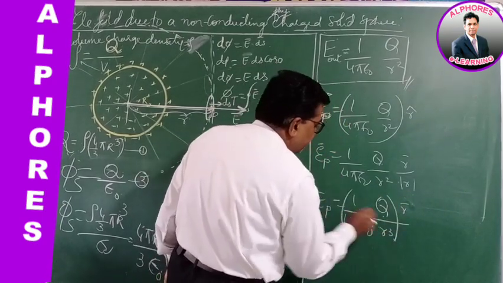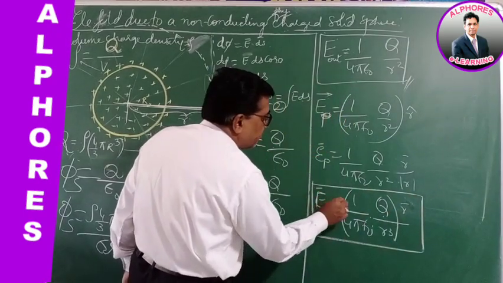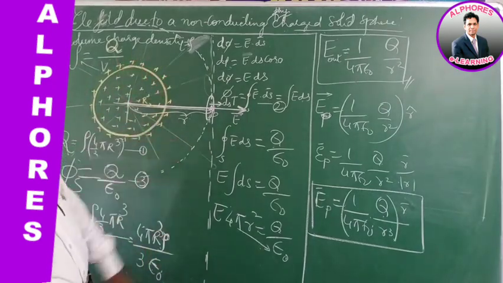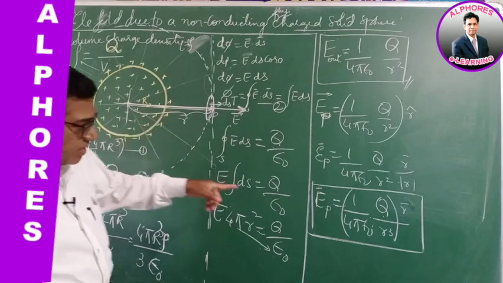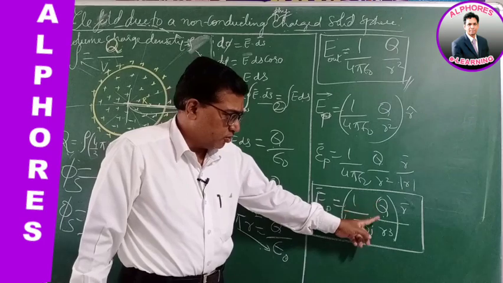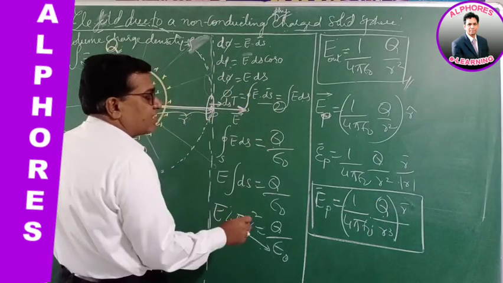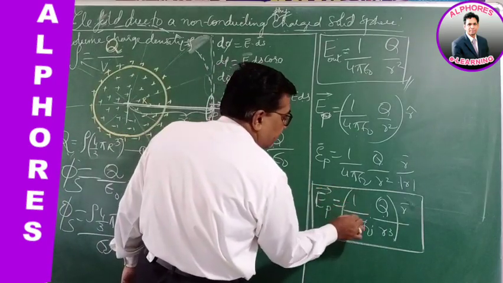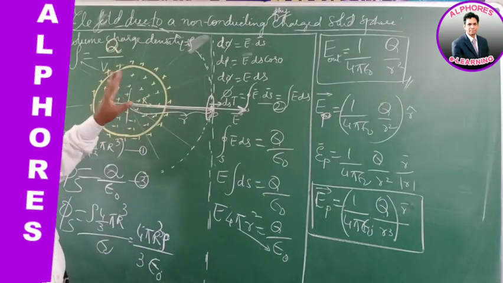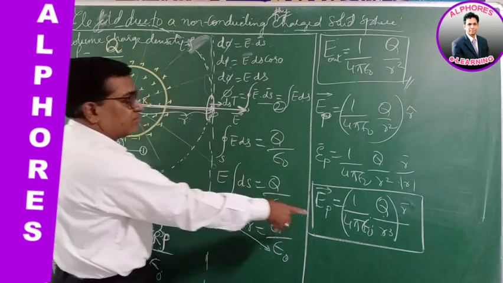This is the magnitude and that is direction. The vector form of the electric field at an outside point due to a charged non-conducting solid sphere: non-conducting, insulating. The electric field at any outside point is 1 by 4 pi epsilon naught Q by r square r bar. The direction of the electric field is in the direction of the radius vector. So for a non-conducting charged sphere, the electric field at any outside point is like this.